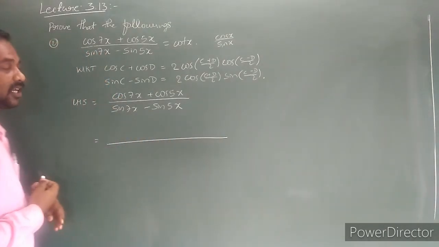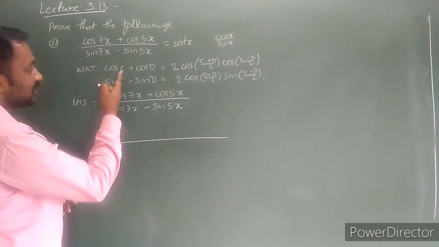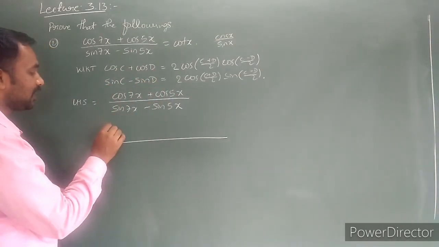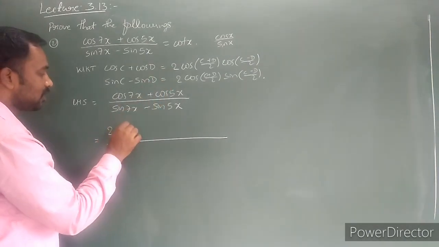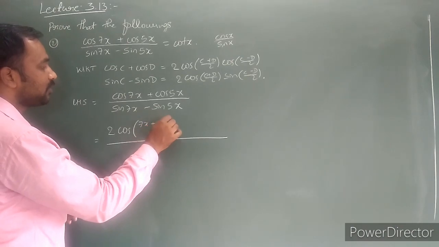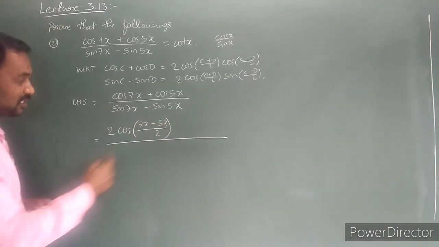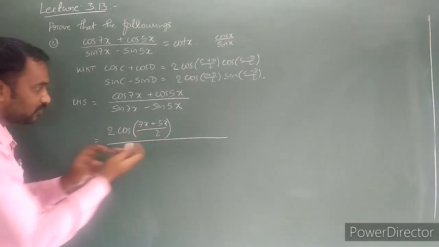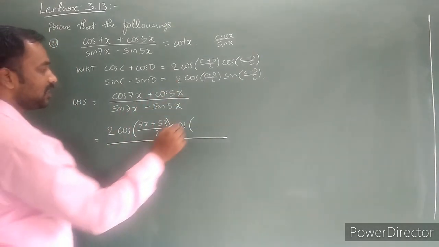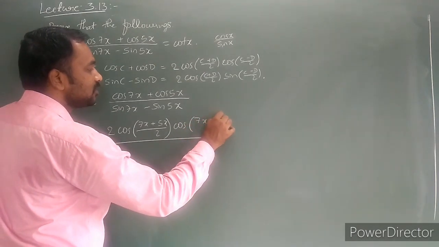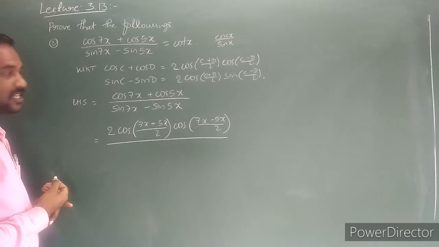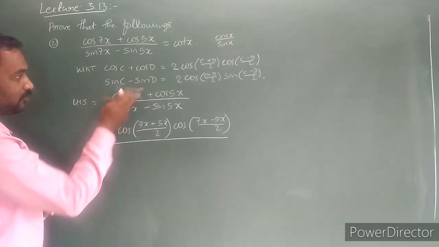Whole thing divided by. Cos c plus cos d, in place of c, 7x, in place of d, 5x. Now what will we get? 2 cos of (c plus d), that means 7x plus 5x, divided by 2 inside the angle. This is the whole angle, a single angle only, into cos of (c minus d) by 2, 7x minus 5x divided by 2. Are you clear? Next, the numerator is over.